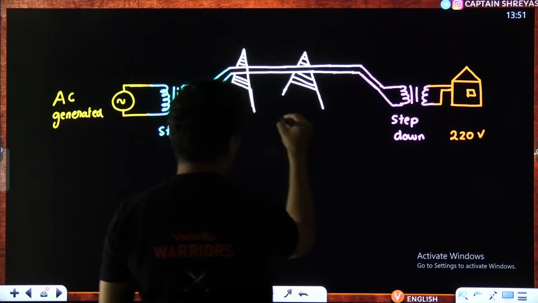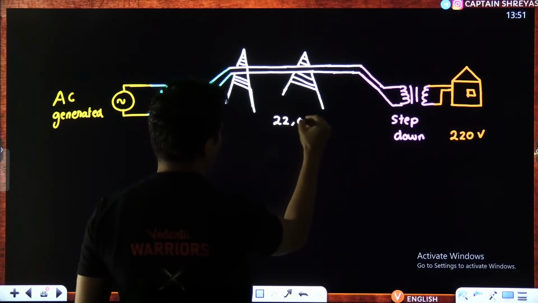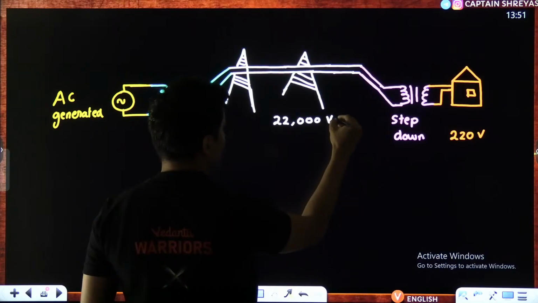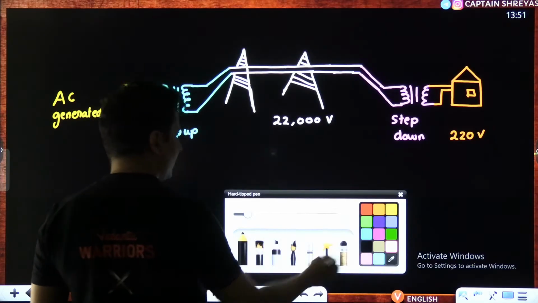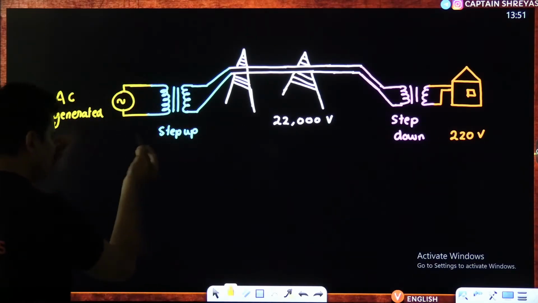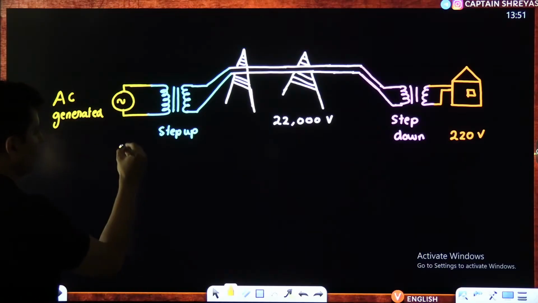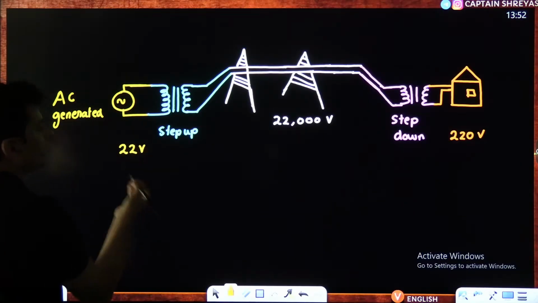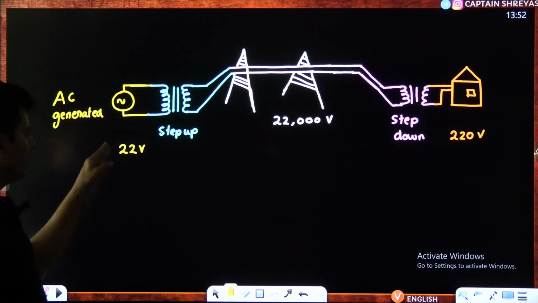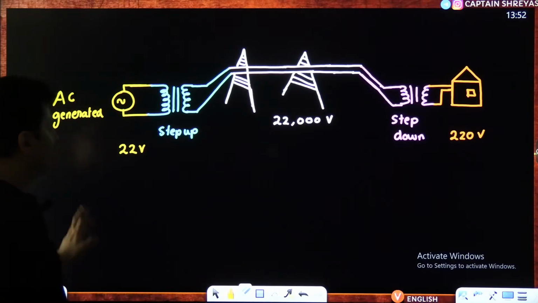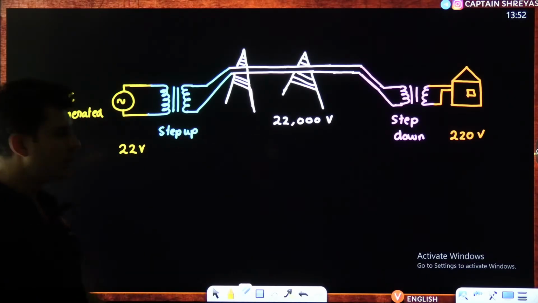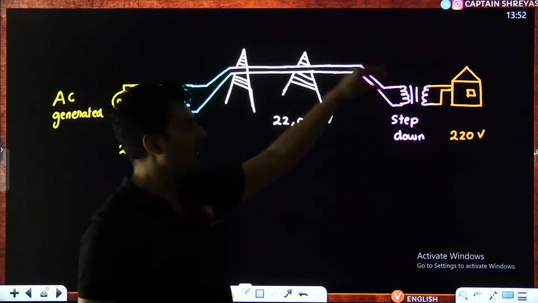Usually in the transmission line, it is 22,000 volts over here. And here it is very, very small. It could be some 10-20 volts also, maybe 22 volts or something like that. Very small voltage is generated here. So this is just an example given to you. So step up, taken like this, step down.